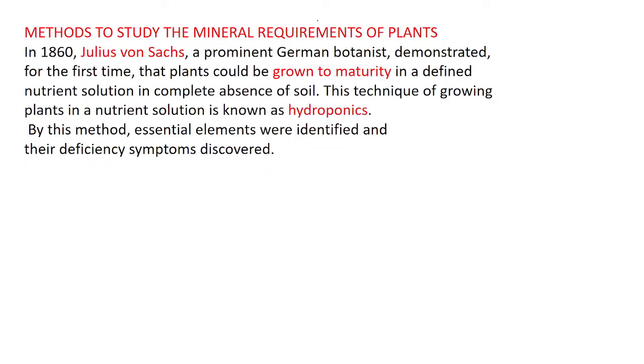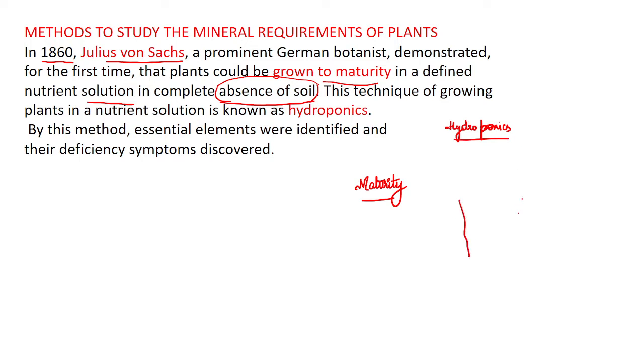So let's begin, and we will first see the scientist Julius von Sachs. In 1860 he demonstrated for the first time that plants could be grown to maturity. Remember this, plants could be grown to maturity. In what? In a defined nutrient solution, in complete absence of soil. Soil is not there, only nutrient solution is there. In that we can grow the plants till maturity. And this technique of growing the plant in nutrient solution is known as hydroponics. In this technique, again I am repeating, the plants are grown to maturity in complete absence of soil.